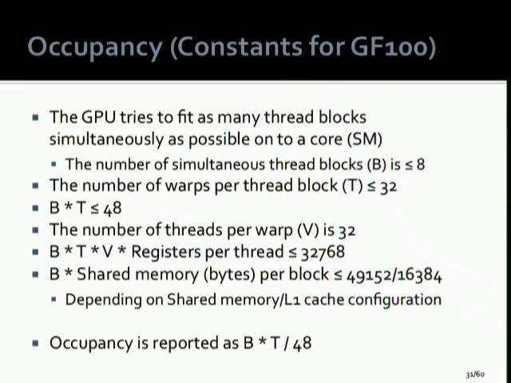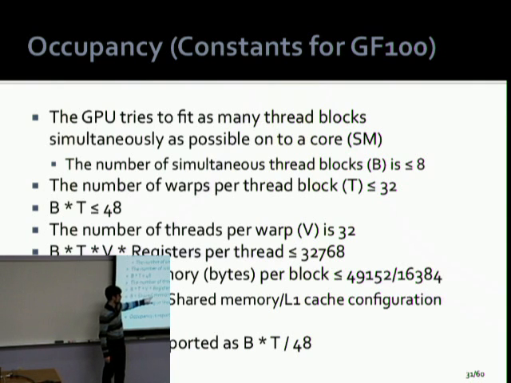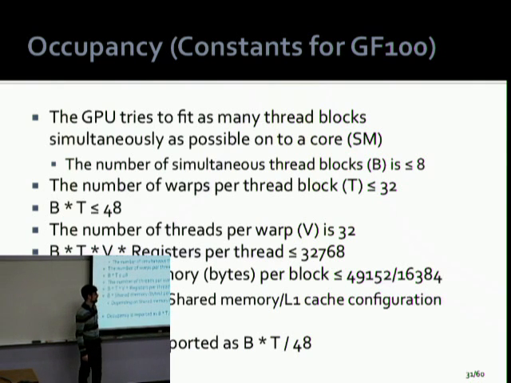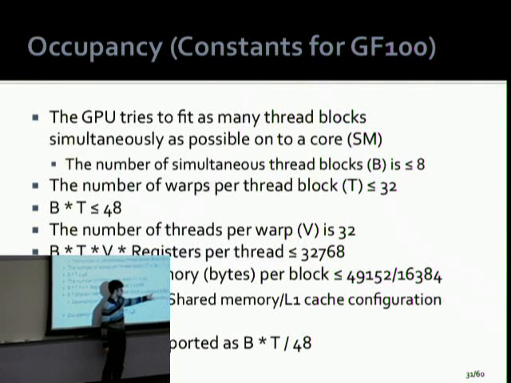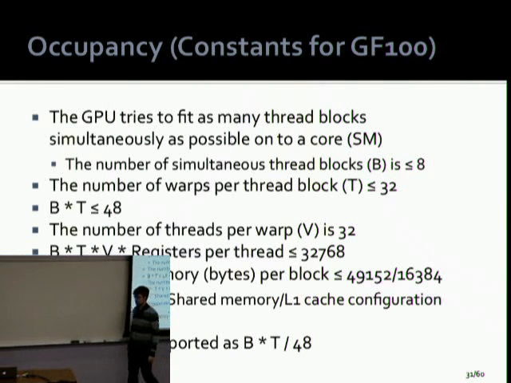And then if you multiply all these out to figure out how much register state there is per set of thread blocks that are targeting a single core, it has to be less than 32K. So there's basically 32K entries in the register file. That's the constraint on the register file. The constraint on the shared memory is similar. The number of blocks that you're scheduling onto a core times the amount of shared memory in bytes per block has to be less than or equal to 48K or 16K, depending on how you've configured the machine.